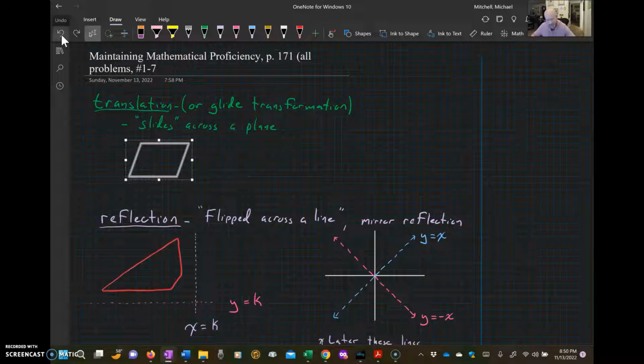Trying to think of an example of this. If I ask you to move your desk up, that's a translation. I ask you to move your desk to the side, that's a translation at school.